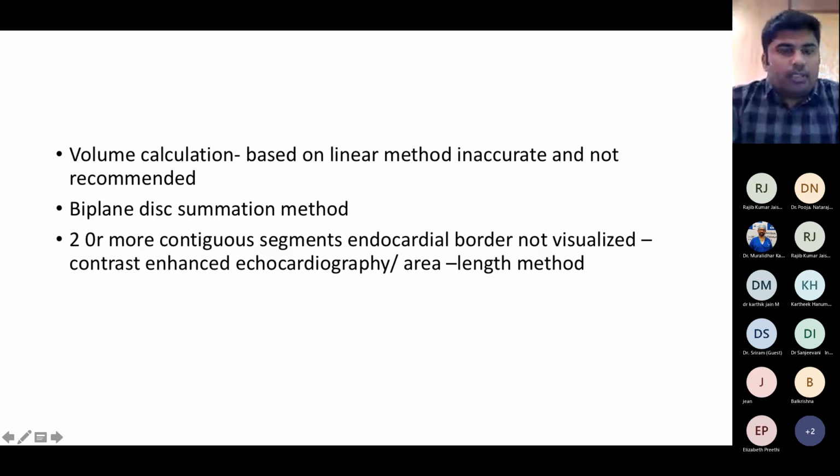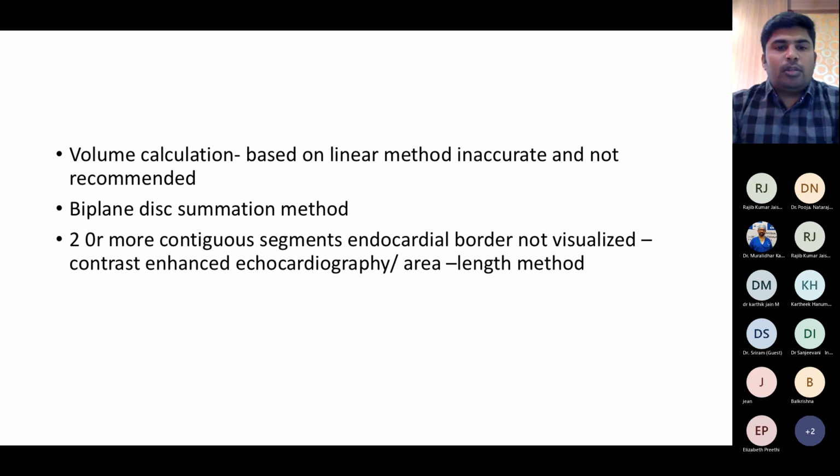Volume calculations previously were done using linear methods, which assume the LV cavity to be bullet shaped, which is not the situation in most cardiac patients. So these linear methods should not be used for volume calculation, and the American Society of Echocardiography recommends the disc summation method, or Simpson's method, using the biplane technique.